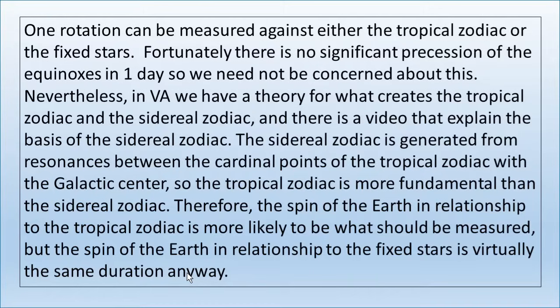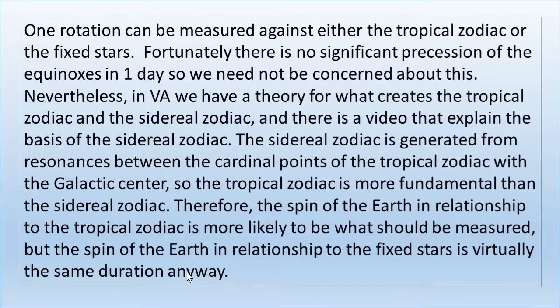I have a note here on this slide that even though we don't need to be concerned about it, we do have a theory in VA for what creates the tropical zodiac and the sidereal zodiac. I've made videos to explain where the sidereal zodiac comes from. It's generated from resonances between the cardinal points of the tropical zodiac with the galactic center, so the tropical zodiac is more fundamental. Therefore, the spin of the Earth in relationship to the tropical zodiac is more likely to be what we should be measuring, but it doesn't matter.